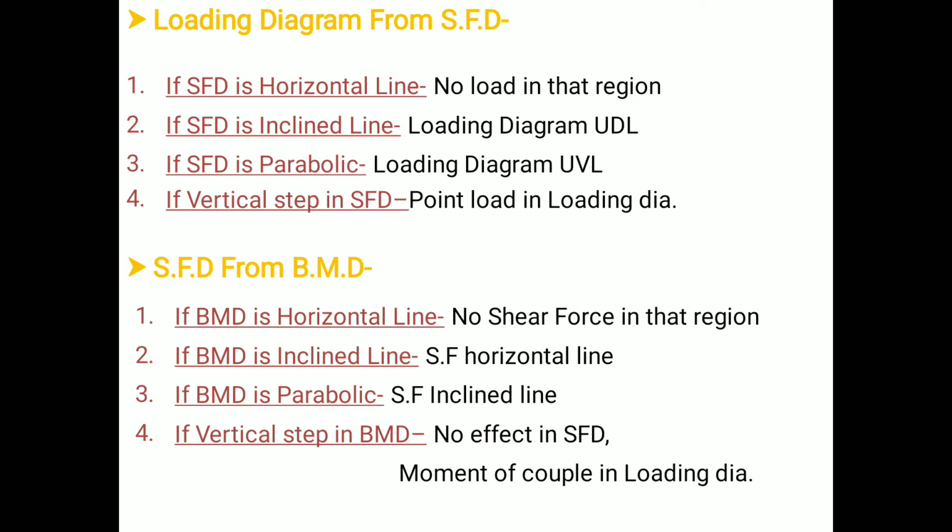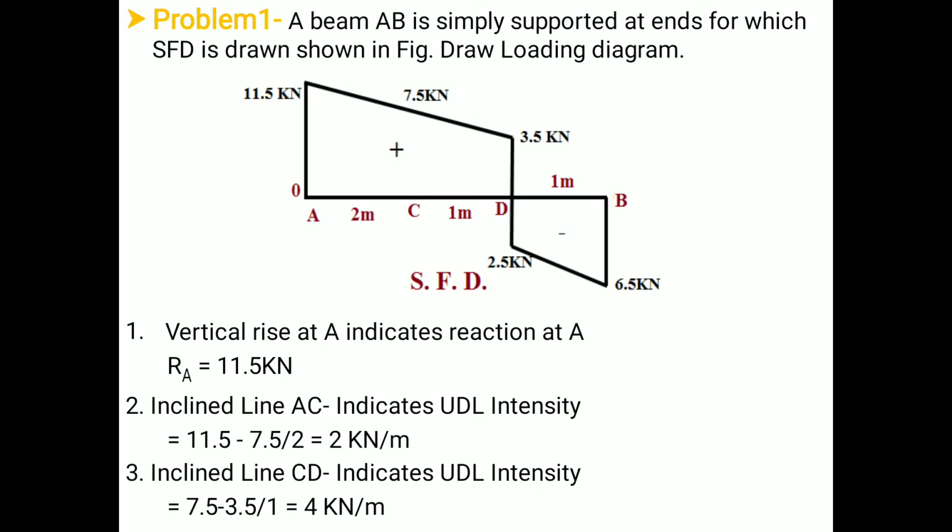So based on these two cases, we are going to solve a numerical. The statement is as follows: a beam AB, that is this is AB beam, is simply supported at the ends, for which shear force diagram is drawn, shown in figure.